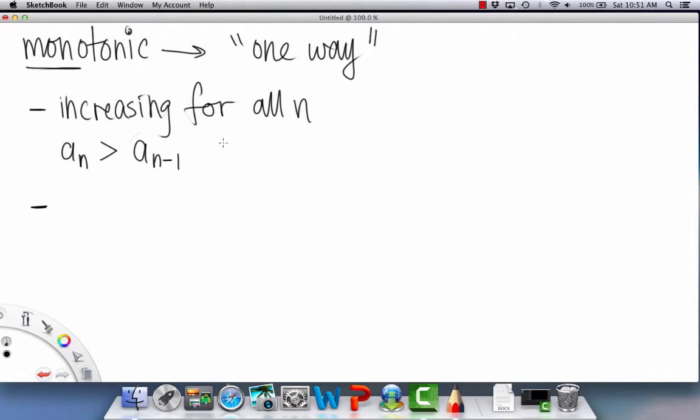Pictorially, this would look like, let's say, a number line. Let's say our A1 starts here, and then the next term has to be to the right of it. It has to be greater than. So A2 is here, and then A3 is here, and then A4 is here. Basically, you can't backtrack. You can't go in the opposite direction. So increasing means you're moving right on the number line.